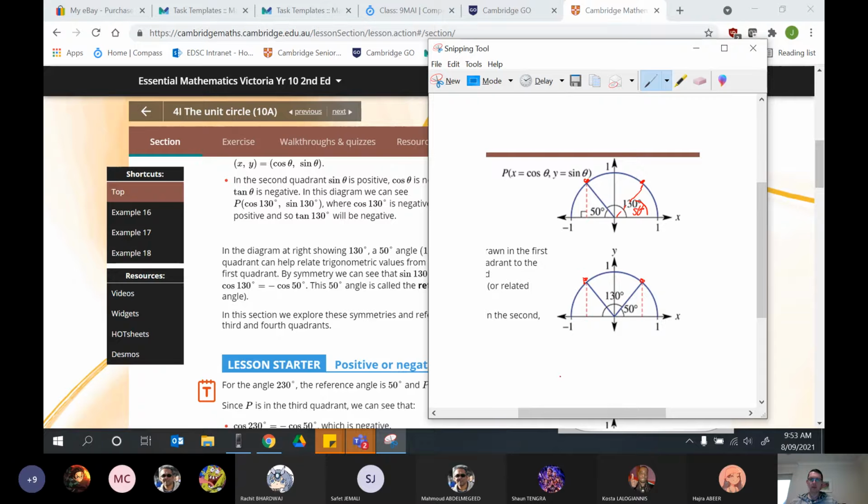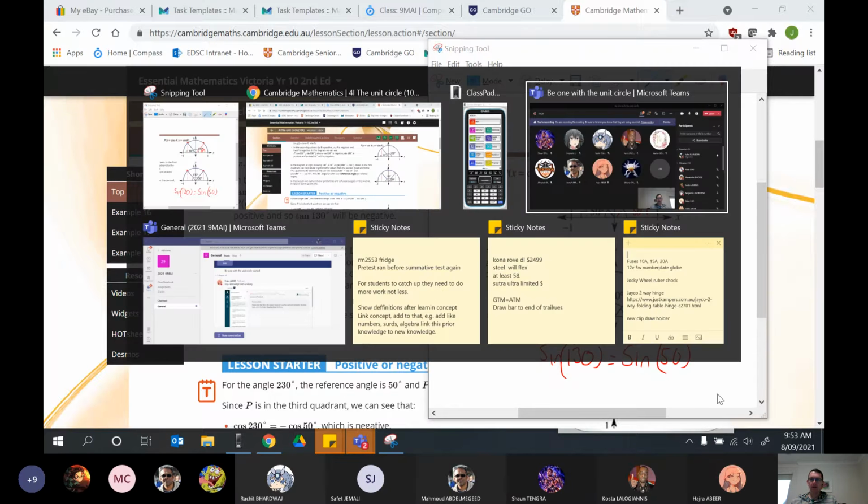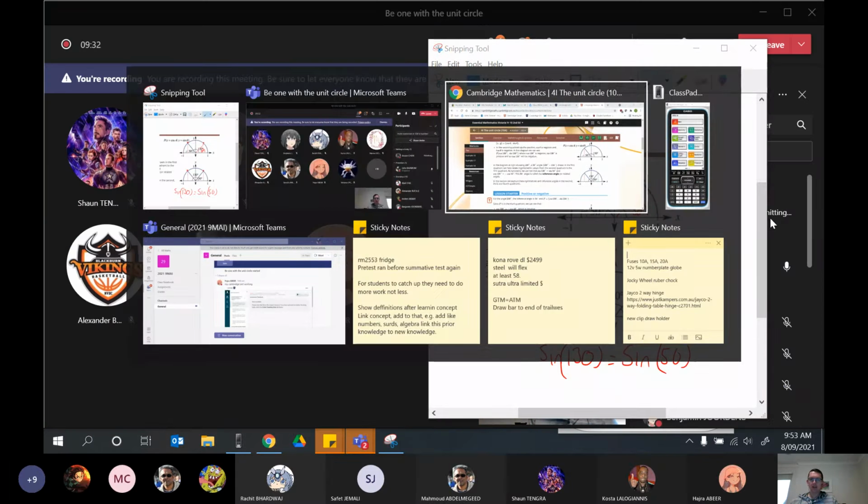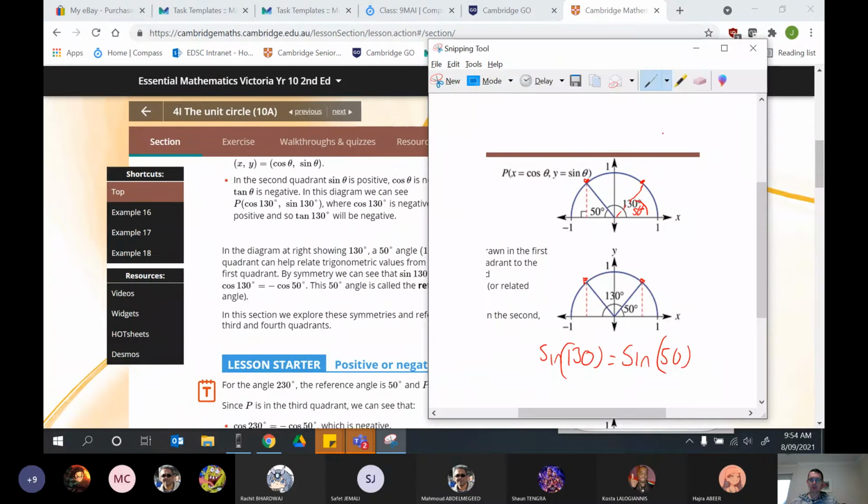Except I know that sine 130 will be the same thing as sine 50. Why do I know that? Because sine is the value of the y coordinate, and the y coordinate is going to be the same there and there. Your x coordinate is cos, because it's adjacent over hypotenuse. If we have 50, it will be adjacent over hypotenuse because the hypotenuse is 1. This is just the value of cos.